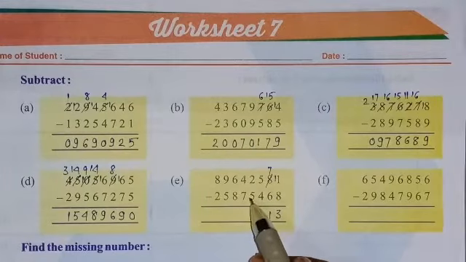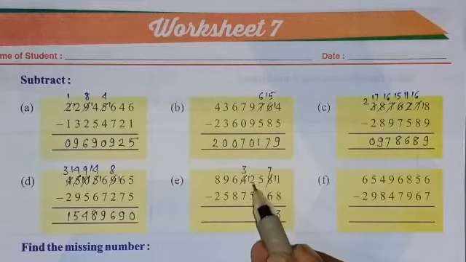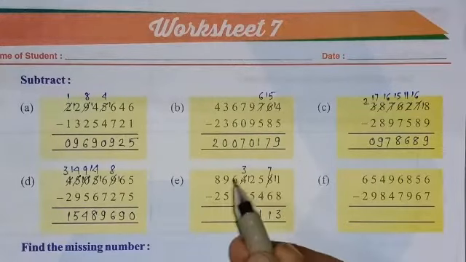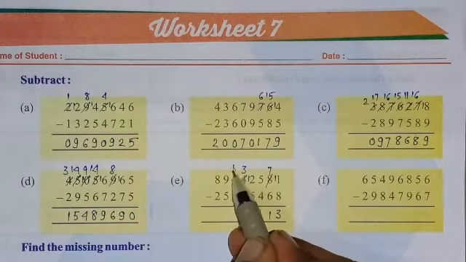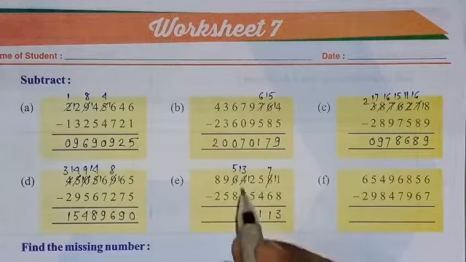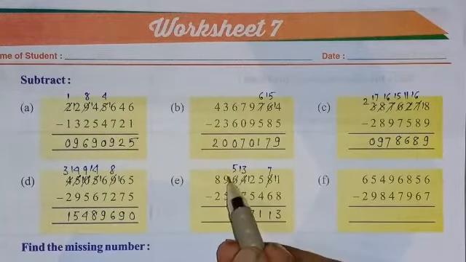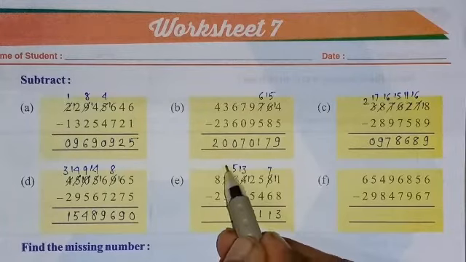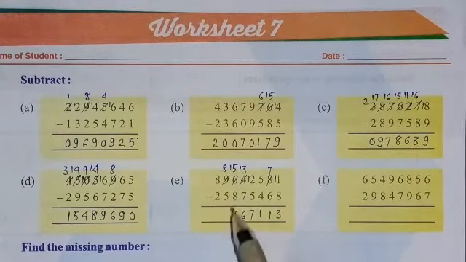2 minus 5, not possible. So borrow from this digit. This will be 3. This will be 12. 12 minus 5, 7. Again 3 minus 7, not possible. Borrow from here. This will be 5. Make it 13. 13 minus 7, 6. 5 minus 8, not possible. Borrow from this digit. This will be 8 and make it 15. 15 minus 8, 7. 8 minus 5, 3. And 8 minus 2, 6.